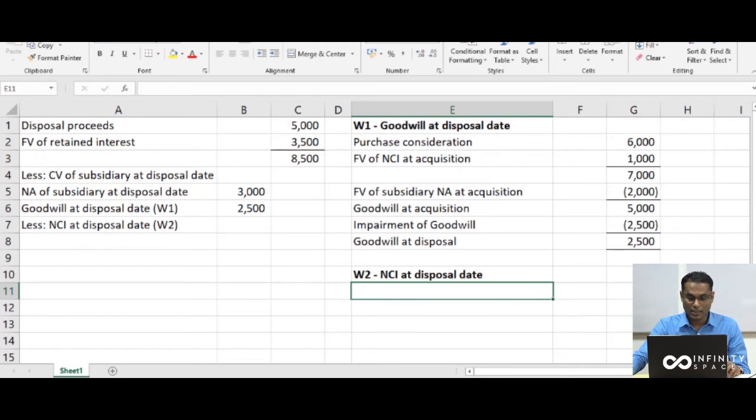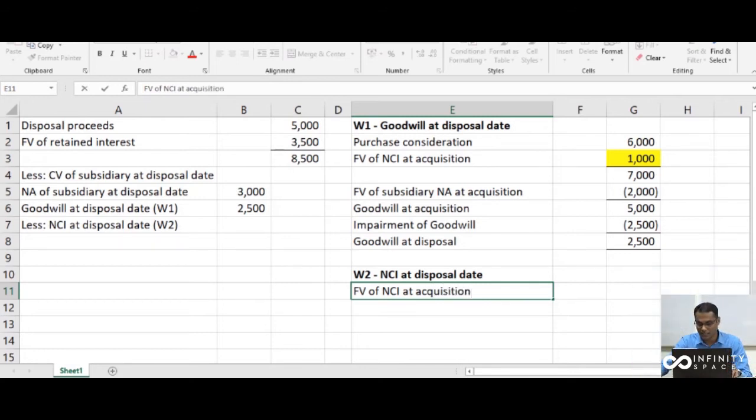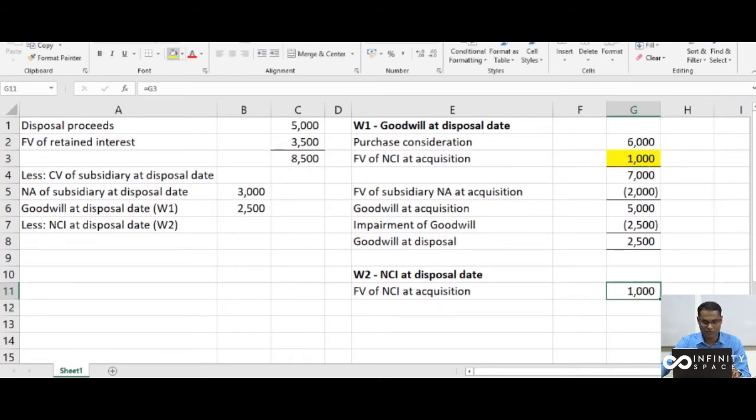So the NCI calculation starts from the acquisition date. We looked at earlier, at the acquisition date, for the goodwill calculation we have taken the fair value of NCI, which is how much? 1000. So the double entry of this 1000 is debit 1000 to the goodwill calculation, the initial 40% value at the date of acquisition, and credit that to the NCI. So credit means this is the initial figure of the NCI working. You can say fair value of NCI at acquisition, this 1000.